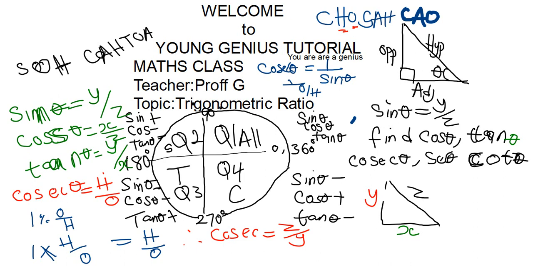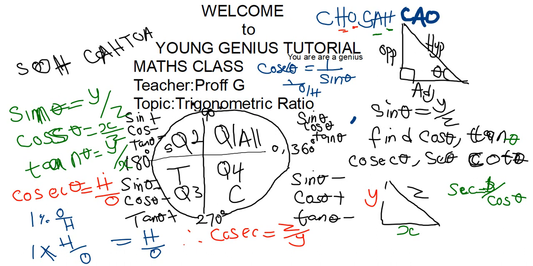So it's still the same thing with your sec theta. What is sec theta? Sec theta from our formula here is given to us as adjacent over hypotenuse. So we are going to have our sec theta equal to adjacent, where adjacent is x. You need to know that sec theta is 1 over cos theta. So 1 over cos theta.